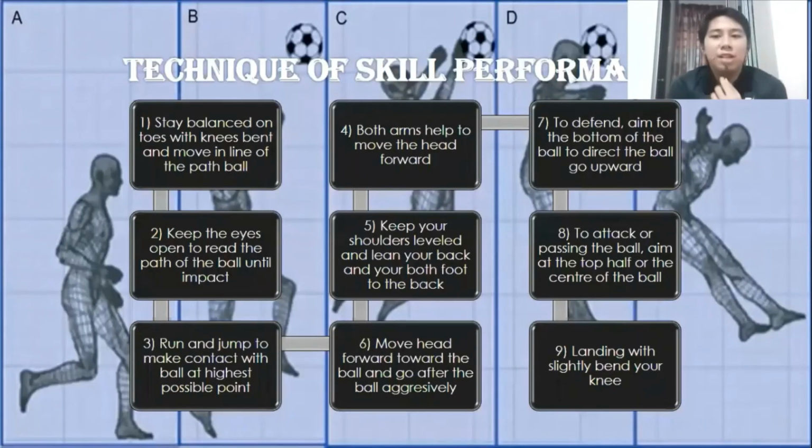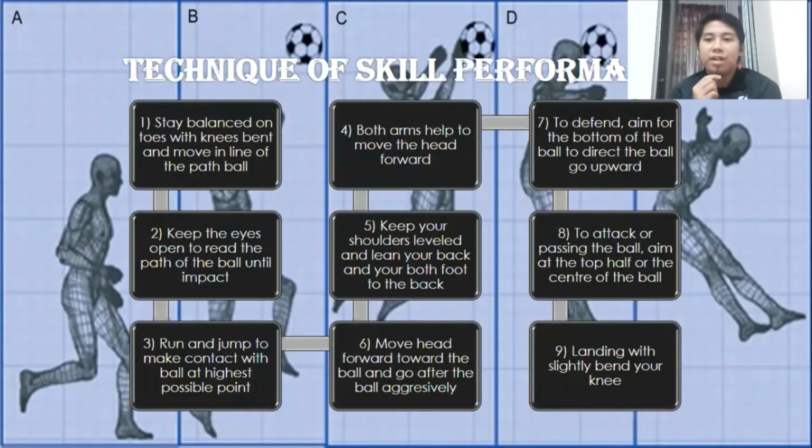So for the technique of skill performance, firstly, stay balanced on your toes with knees bent and move in line with the path of the ball. Keep the eyes open to read the path of the ball until impact. Third, run and jump to make contact with the ball at the highest possible point. Fourth, use the arms to help move the head forward. Fifth, keep your shoulders level and lean your back and both feet to the back. Six, move the head forward toward the ball and go after the ball aggressively.